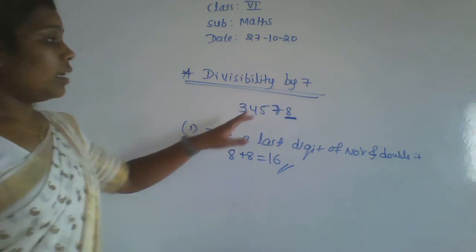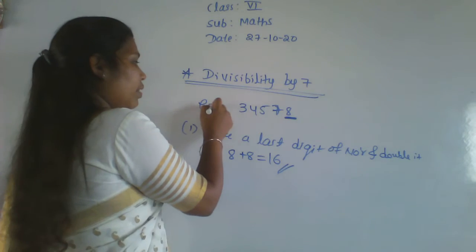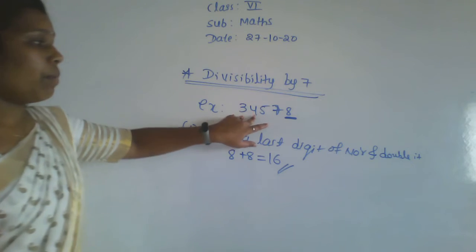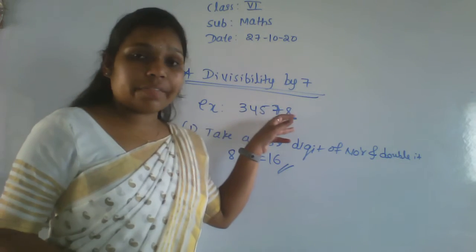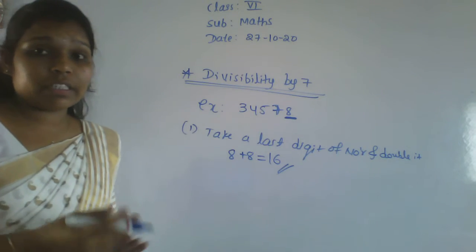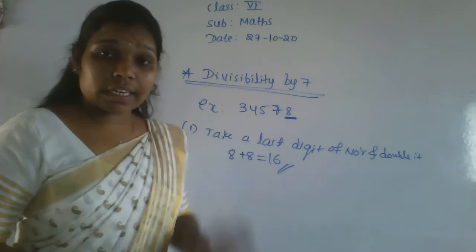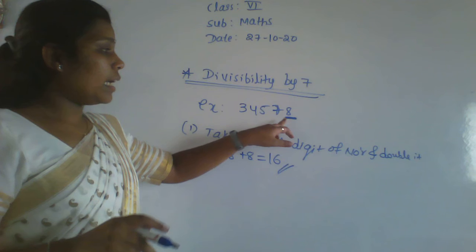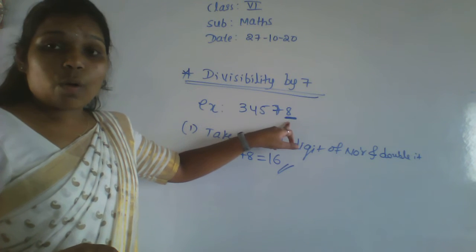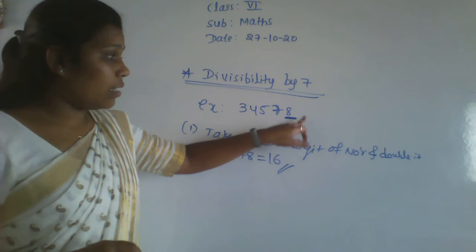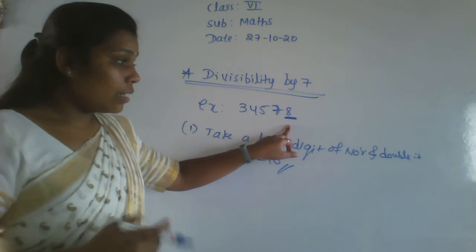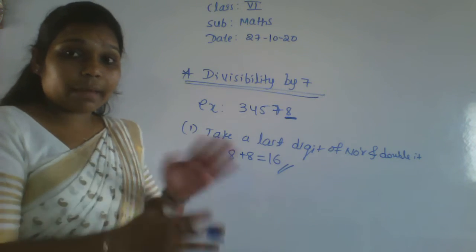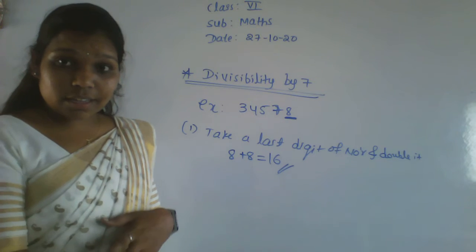So this is the one example I am giving. Take any number if you want. So I give an example: 34,578. Check whether this number is divisible by 7 or not. For that, the first step is take the last digit of the number. What is the last digit of this number? That is 8. And double it. Double it means 8 plus 8, that is 16.